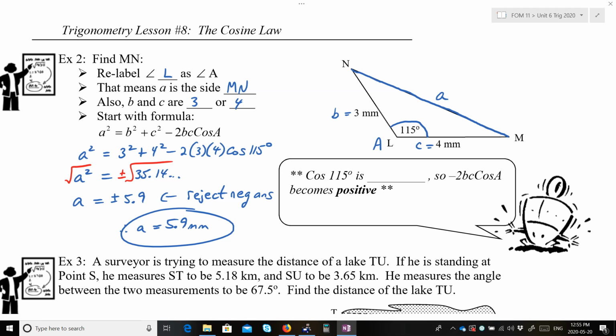Okay, and there's a little note on the side here that cos of 115 degrees is negative. So negative 2bc cos A becomes positive, because there's this negative out here, and then cos A is negative. That becomes positive. But that's not a huge deal for solving the question.